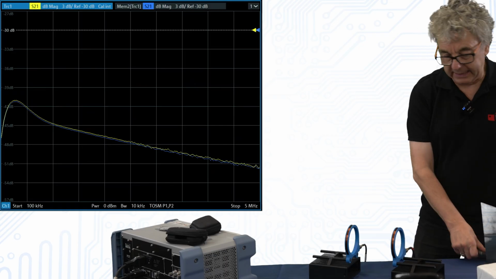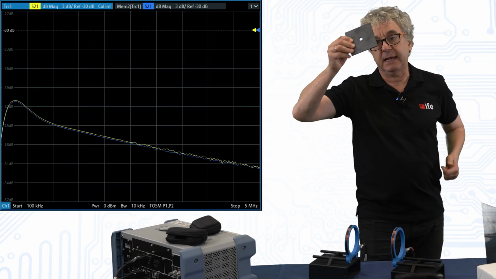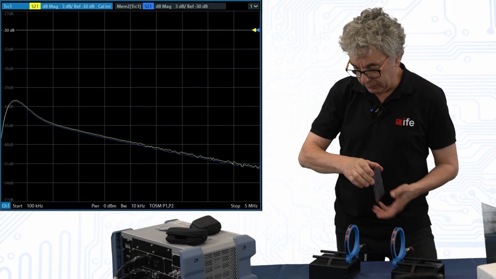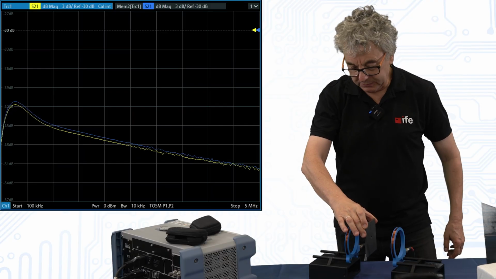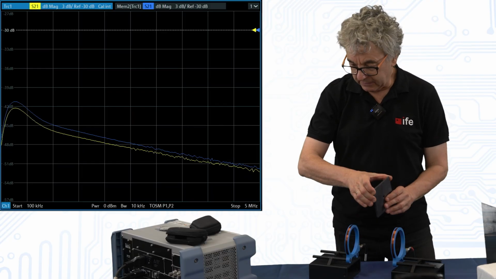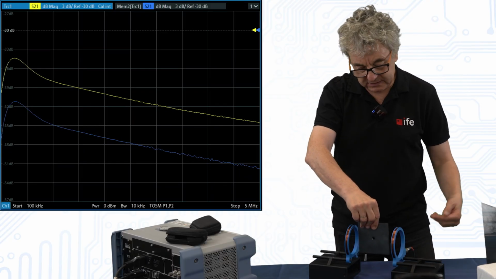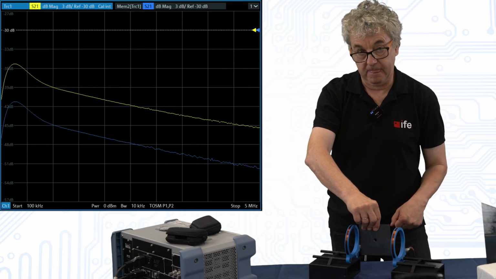Let's take a ferrite plate. This is a plate of ferrite. The fact that it has a hole is not important. If I put it in between like that, it has pretty much no effect. But if I put it in this direction, it increases because it guides the field.